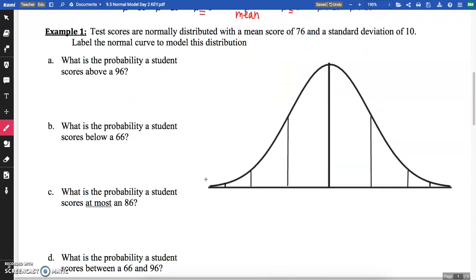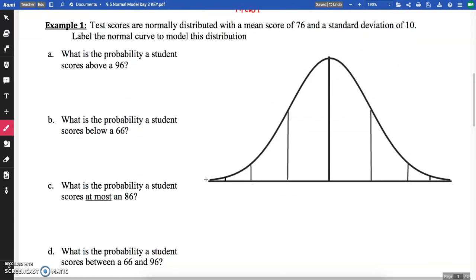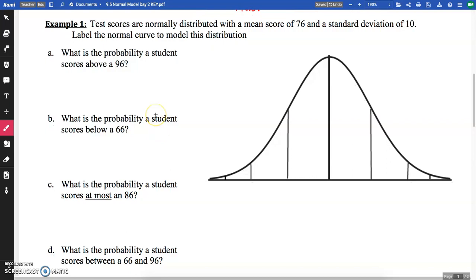So let's look at an example again. This is similar to what we did in the last set of notes. Just quick review here. Now we have some context to this problem. It's not just random numbers. It says test scores are normally distributed with a mean of 76 and a standard deviation of 10. Okay, so we're going to start by labeling our normal curve to model this distribution.